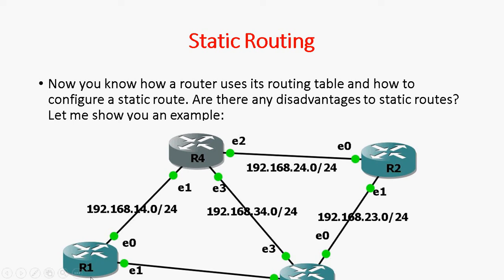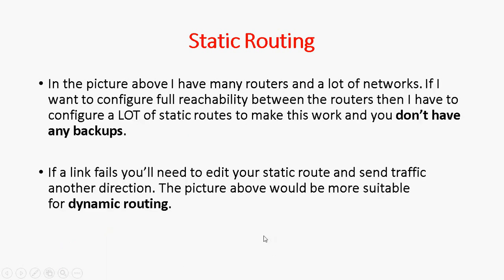For example, if R1 tries to reach the R2 network, either I have to go via R4 or R3. If I configure it to reach this network through R4 and these links go down, the network administrator has to manually edit the static route, and now the direction will be changed to R1 to R3. So that's a drawback, and that's why we have to go for dynamic routing, based upon our network.